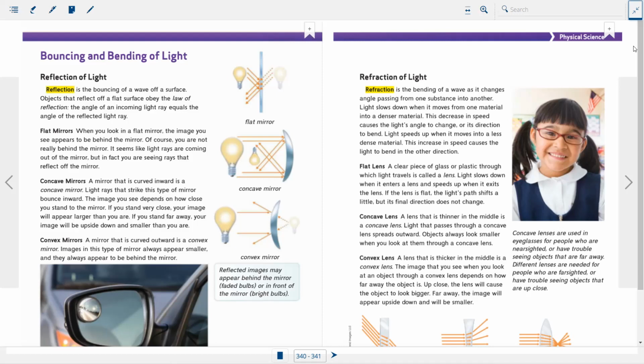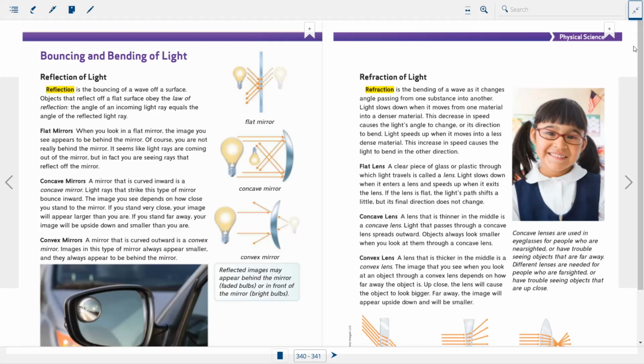Of course, you're not really behind the mirror. It seems like light rays are coming out of the mirror, but in fact, you are seeing rays that reflect off of the mirror. Concave mirrors. A mirror that is curved inwards is a concave mirror. Light rays that strike this type of mirror bounce inward. The light image you see depends on how close you stand to the mirror. If you stand very close, your image will appear larger than you are. If you stand farther away, your image will be upside down and smaller than you are.